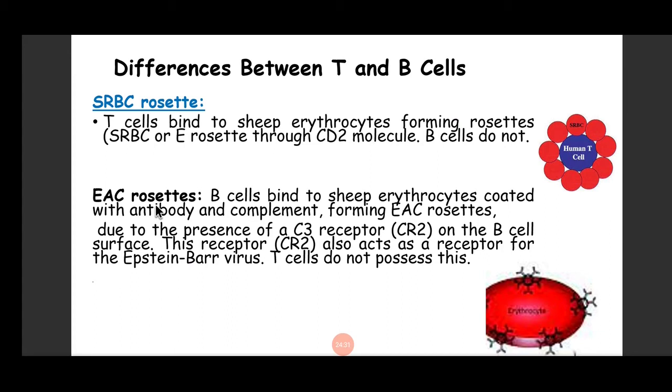So T cells will show an SRBC rosette, that is, without anything, the sheep RBCs will bind to the T cells, and B cells will bind only those RBCs which are tagged with antibody and complement, because they have a complement receptor on their surface.